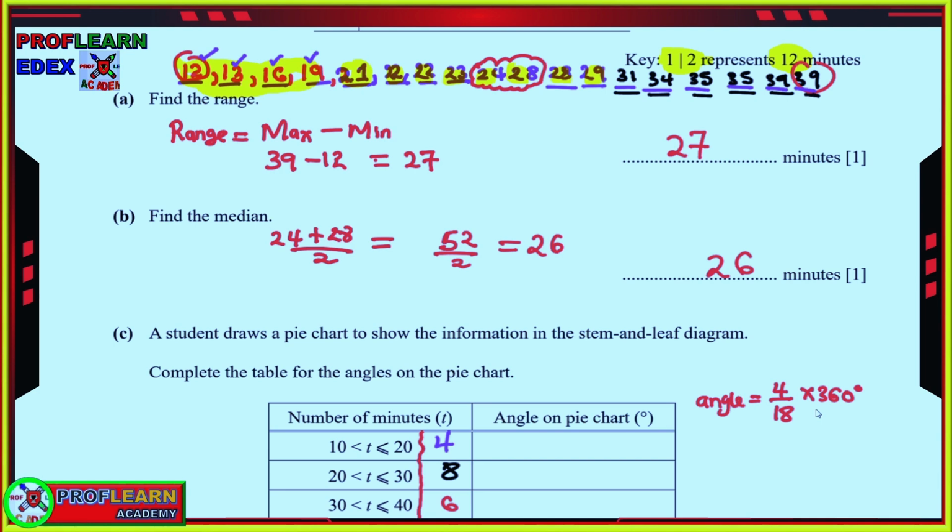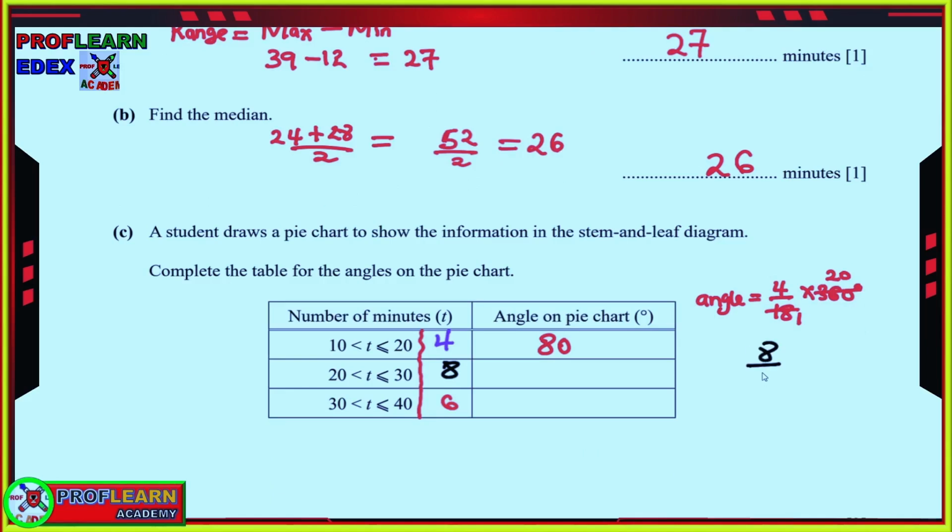Because 18 will be equal to 360, what about 4? So we can use that fraction, 4 over 18 times 360, and remember 18 goes into 360 20 times, so this will be 20 degrees.